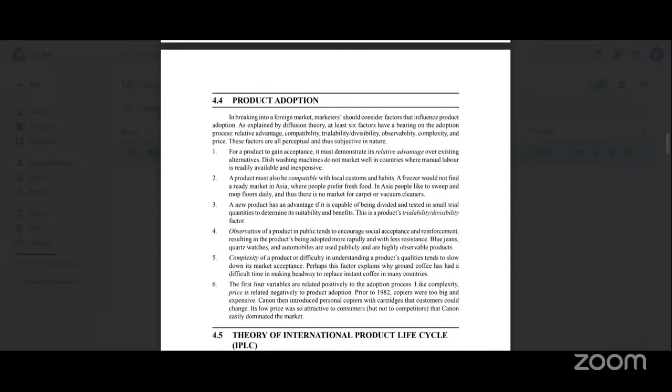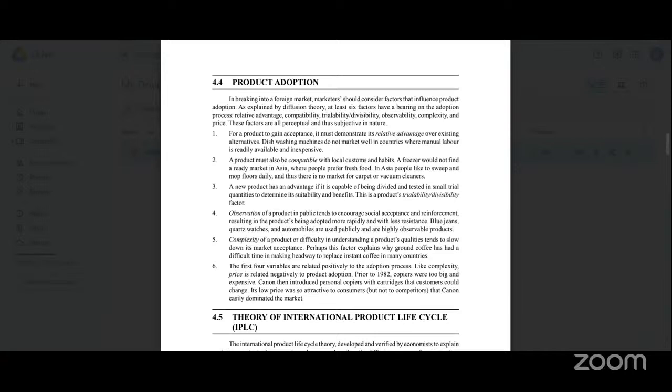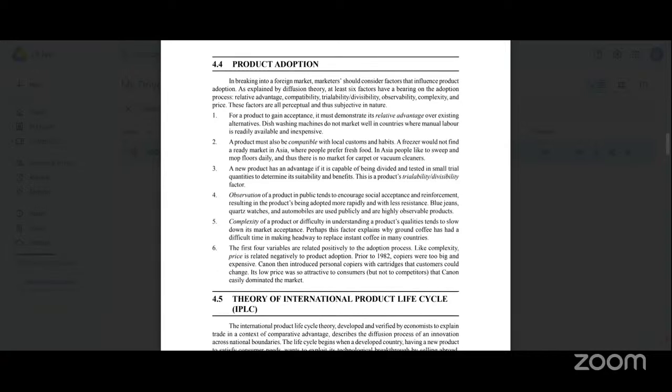In terms of product adoption, the most important thing to understand is that when we are entering into a foreign market, marketers should consider factors that influence product adoption. So, here we need to understand diffusion theory. If we understand diffusion theory, we understand that there are at least six factors that have a bearing on the adoption process. That is relative advantage, compatibility, trialability, divisibility, observability, complexity, and finally the price.